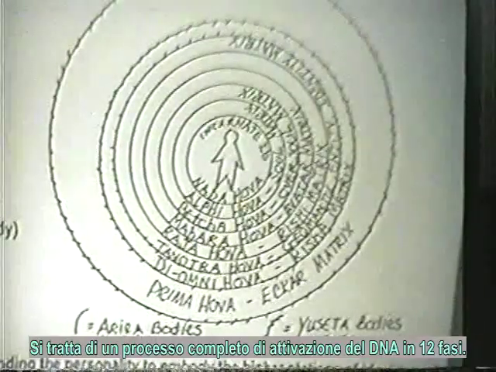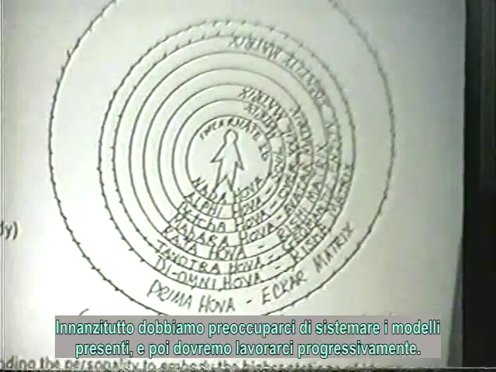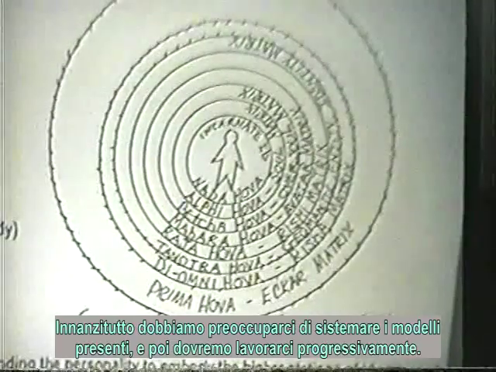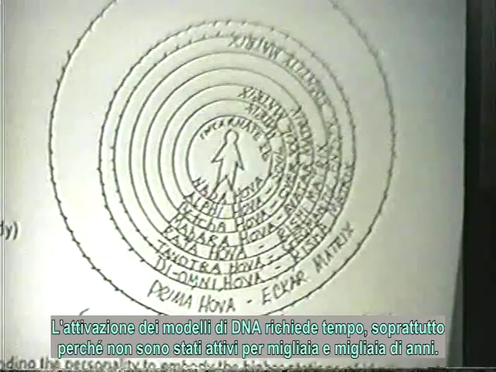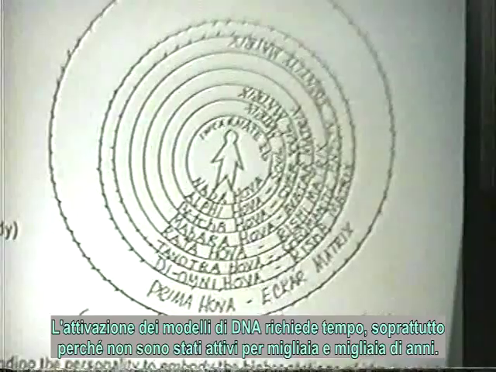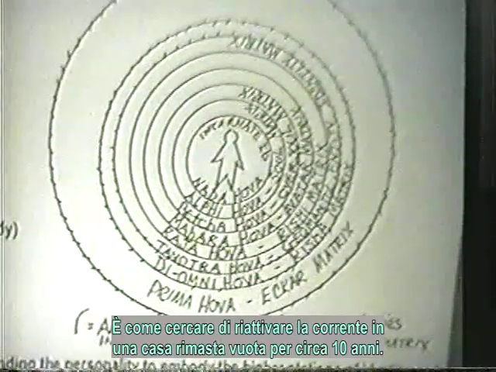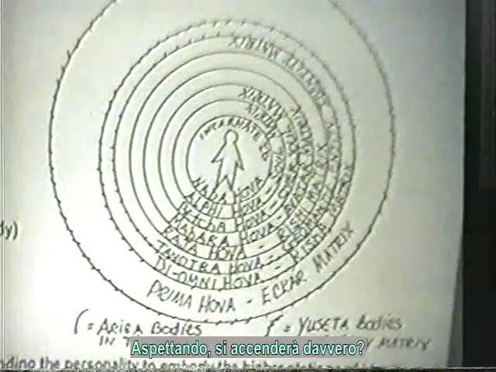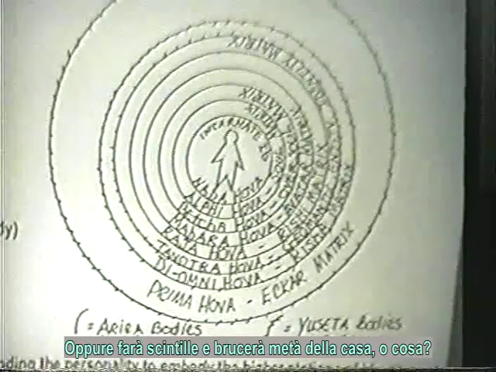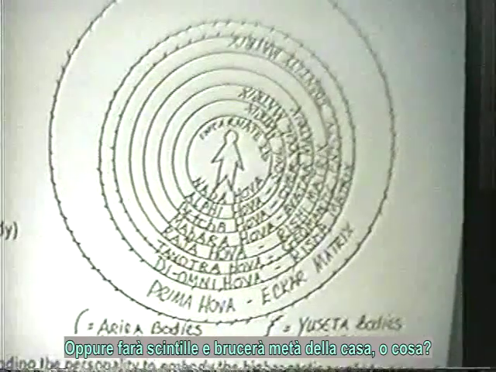It's a full 12-strand DNA activation. First, we've got to worry about getting the templates in there, fixed, and then we have to progressively work with them. It takes time to activate the DNA templates, particularly since they haven't been active in thousands and thousands of years. It's like trying to turn the power back on in a house that's been sitting vacant for about 10 years. You turn it on and you duck, waiting for, is it going to turn on at all? Or is it going to throw sparks and burn down half the house?